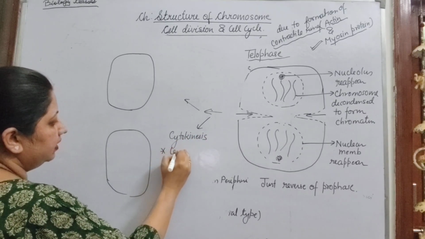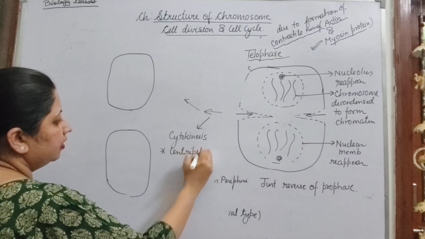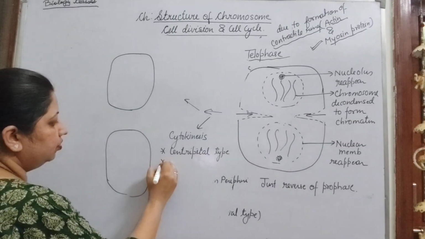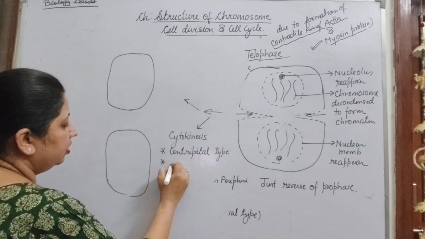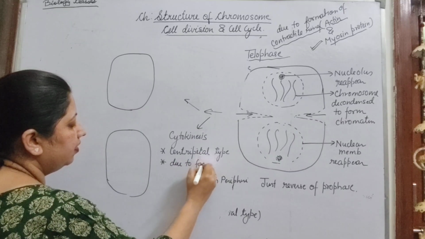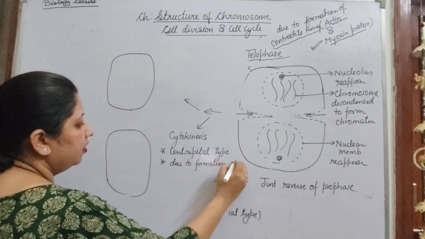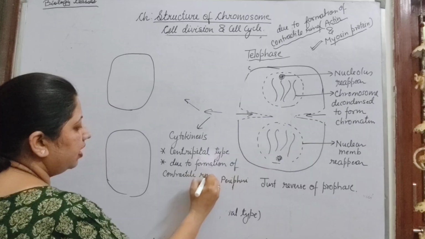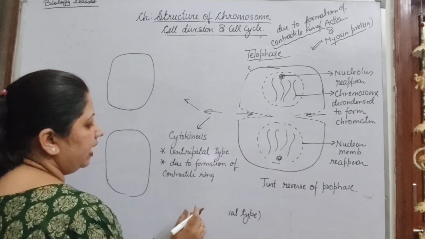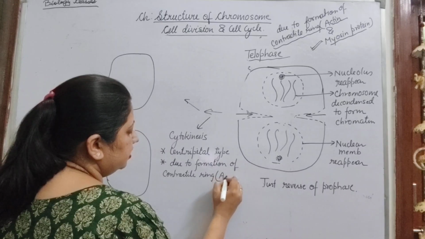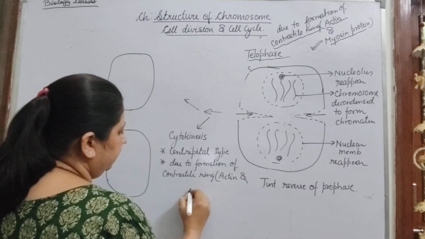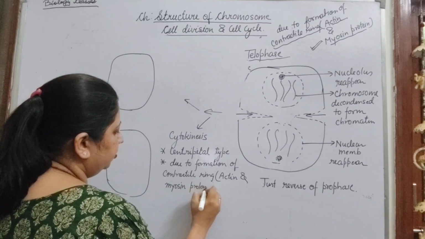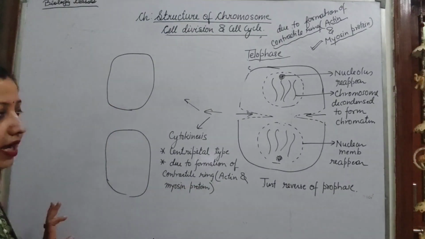कैसा होता है, centripetal type, that is from periphery to center due to contractile ring formation. And this contractile ring is formed by actin and myosin protein. So due to formation of contractile ring, this cytokinesis takes place.